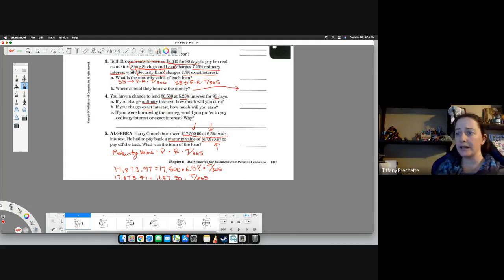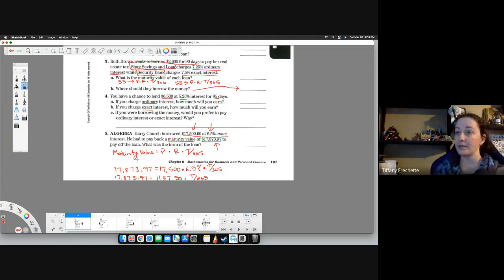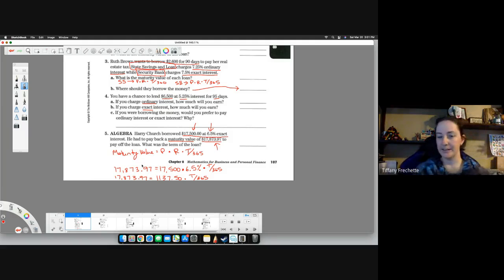So now what I can do is subtract this 1,137.50 from both sides so that all I have left on the right side here is T divided by 365. And to get T by itself, since it's being divided by 365, I can multiply by 365. And that'll bring me to my total number of days. I'm going to have to round because it's a decimal on this one, but you just round up to the nearest whole day instead of a decimal of a day.